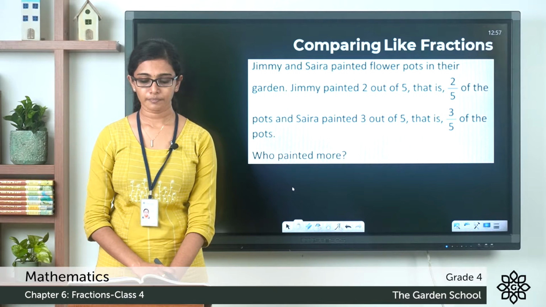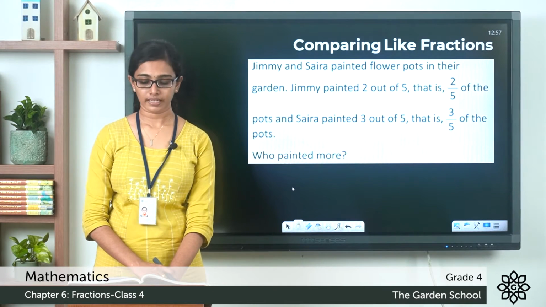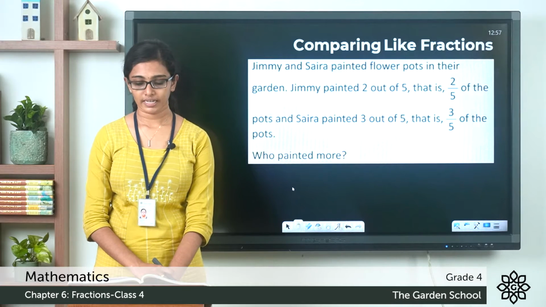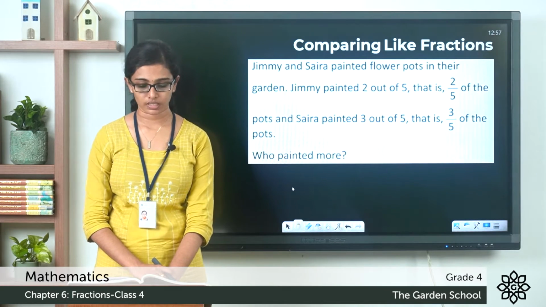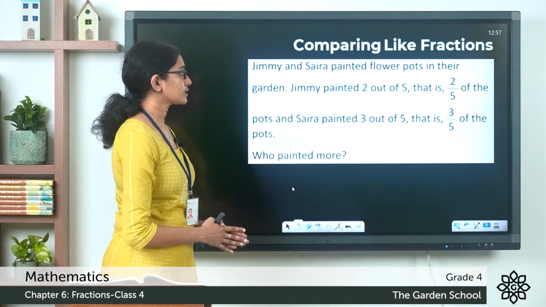Jimmy and Sarah painted flower pots in their garden. Jimmy painted 2 out of 5, that is 2 by 5 of the pots. And Sarah painted 3 out of 5, that is 3 by 5 of the pots. Who painted more? Now what is given in the question?